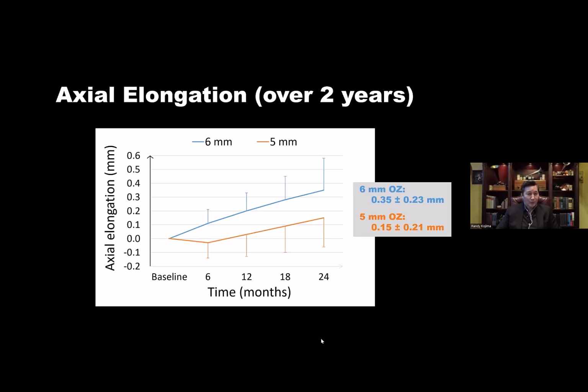But what you'll probably be the most interested in is the axial elongation outcomes. And again, the blue are your patients, your kids in the 6 millimeter optic zone. The orange are your children in the 5 millimeter optic zone. And you can see at the end of 2 years, the patients in the 5 millimeter optic zone basically had less than half the eye growth of the conventional 6 millimeter optic zone. And it works out that a 5 millimeter optic zone lens gives you 78% less eye growth.